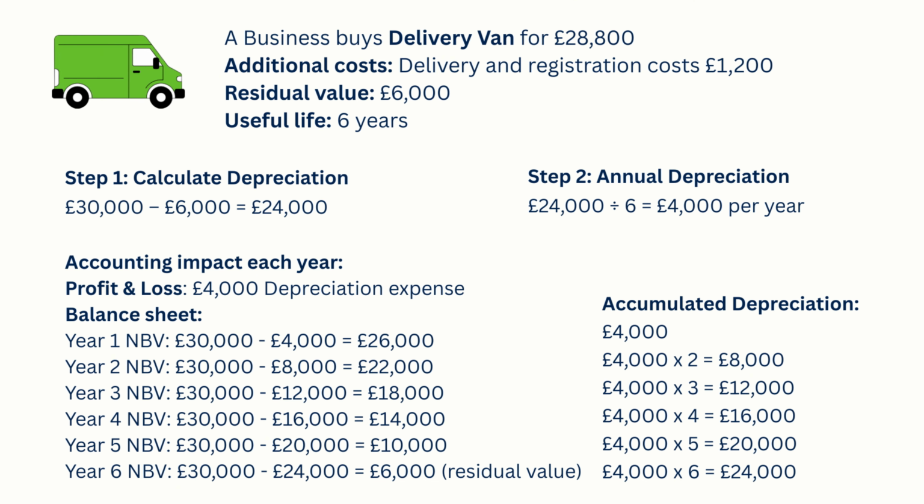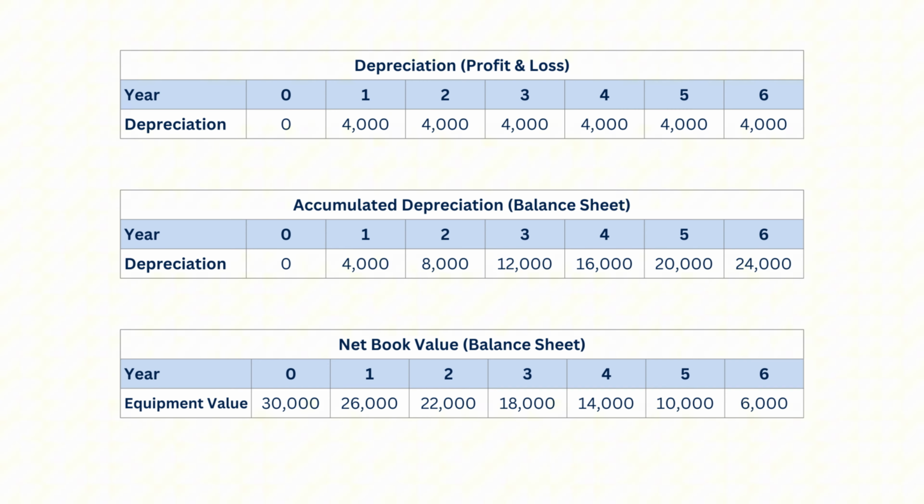Accumulated depreciation builds over time. Each year, we simply add another £4,000. This is why the accumulated depreciation figure grows year by year. The net book value tells us what the asset is worth in the accounts at this point in time. We calculate it as cost minus accumulated depreciation. So we see the value falling steadily from year 1 to year 6. That final figure matches the residual value, which confirms our calculations are correct.